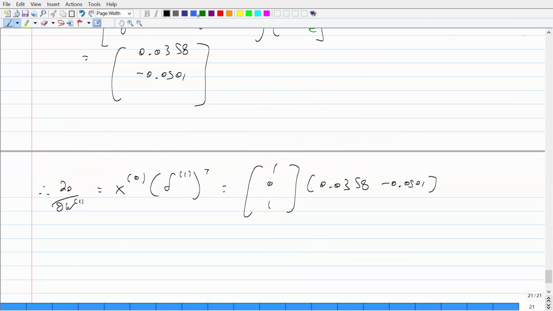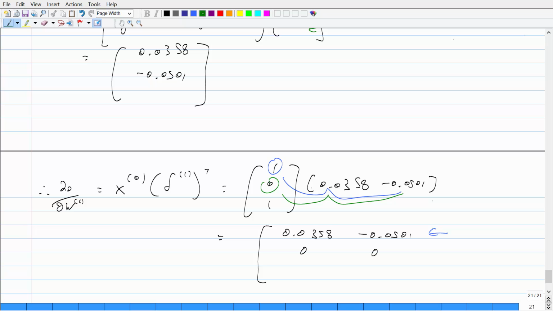It's very simple. All you have to do is take every single element in the column vector, just scale with the row vector here. So all you have to do is just take this value and multiply with each element here. That gives you the first row. So this becomes 0.0358, minus 0.0501. Okay, that's the first row. And then the second row, you take this and then you multiply with each element. In this case, this is just 0 and 0. That's the second row.